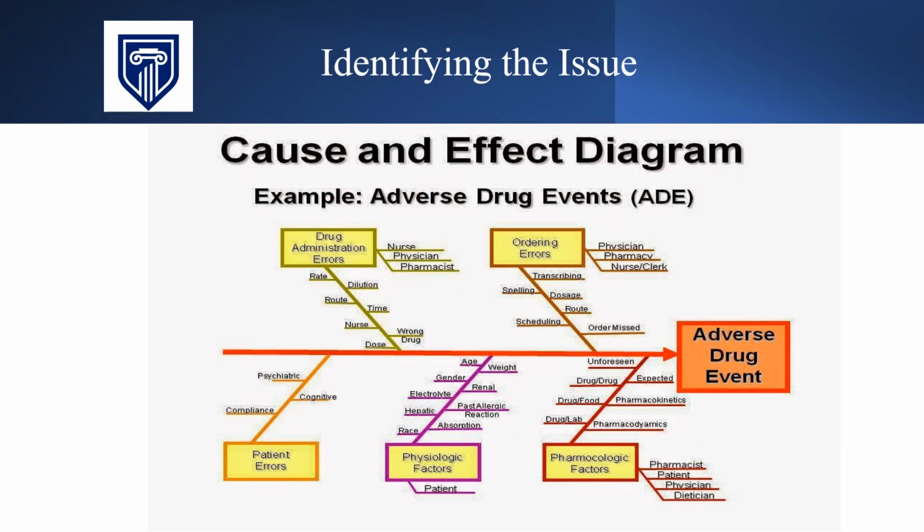Issue of medication errors for my cause and effect diagram. An example I use for the adverse drug event that all could lead to causing it is drug administration errors, ordering errors, pharmacological factors, psychologic factors, and patient errors that can all lead to adverse drug event and cause harm to the patient.